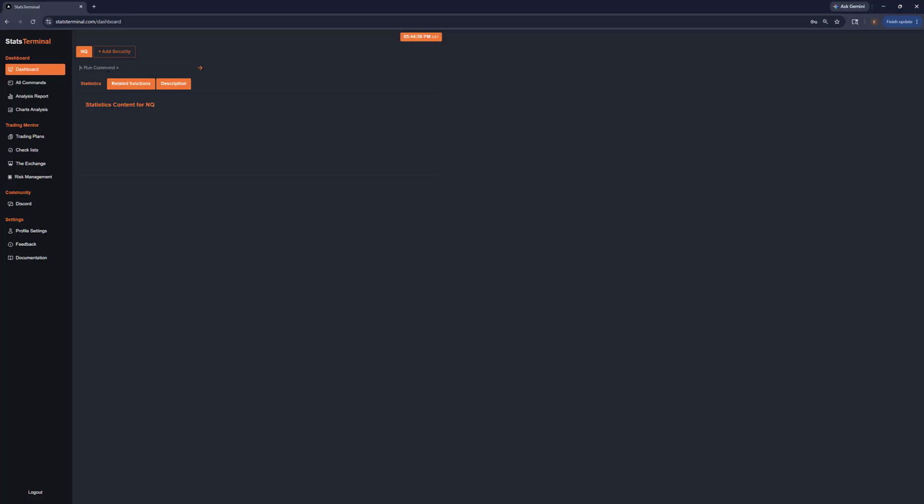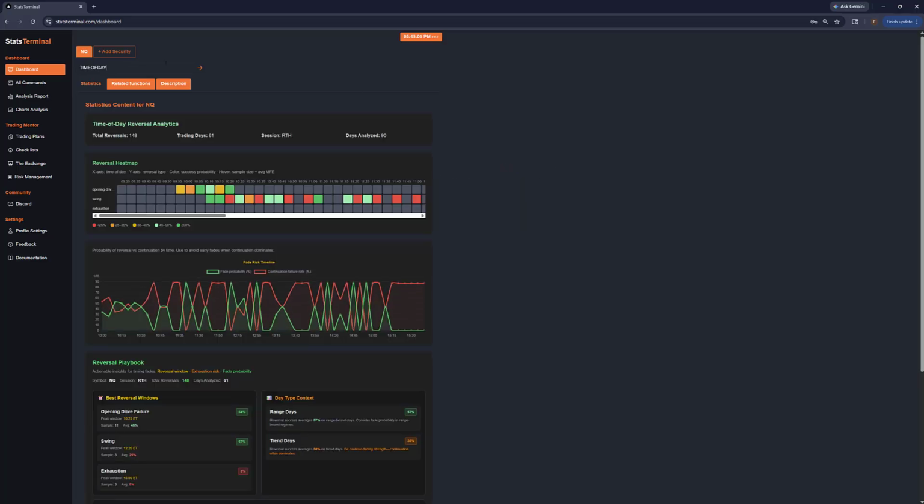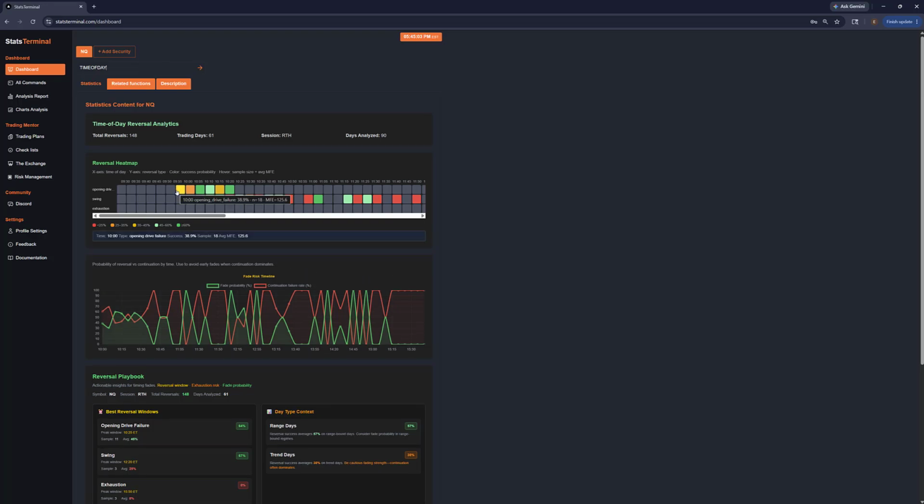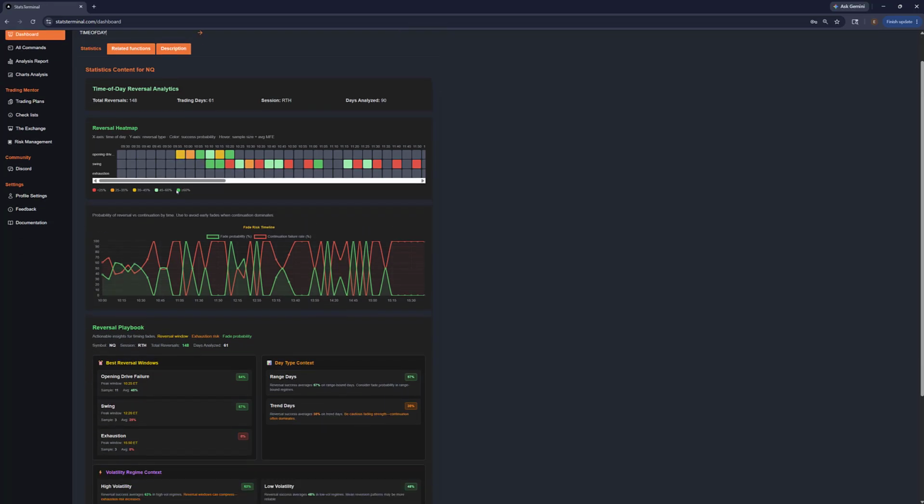Let's look at the StatsTerminal time of the day command. As you can see here, the heat map is showing the 9:55 reversal time. Since we are at the level and the time of the trade was 9:42, we can assume that we might have a reversal pattern coming. So it's a level and it's a reversal time, so the odds are in our favor.